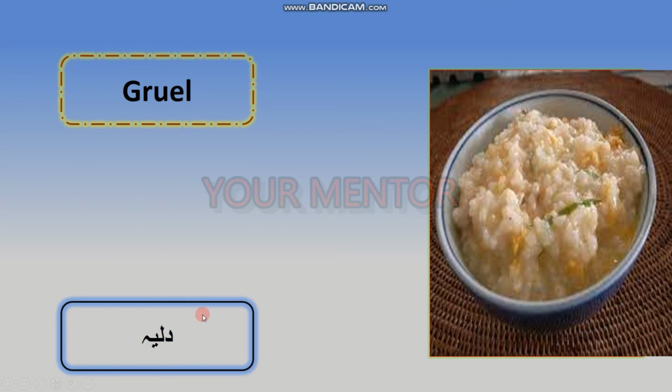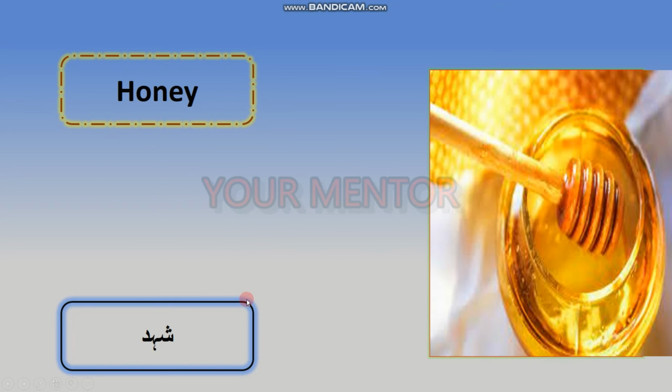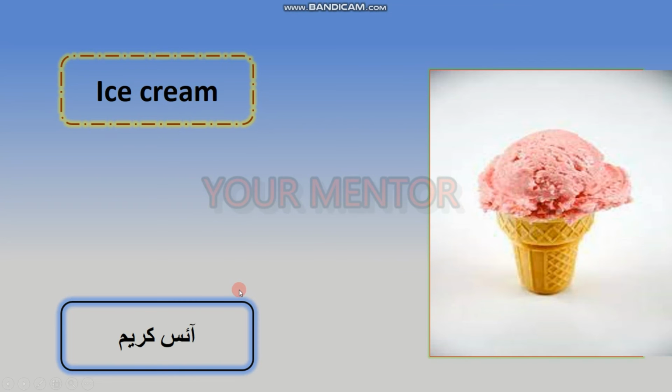Gruel. Gruel means dalia. This is the picture of gruel. Honey. This is honey. Honey means shahad. Ice cream. This is ice cream. And we also call it ice cream in Urdu.